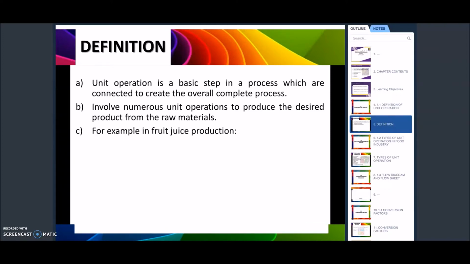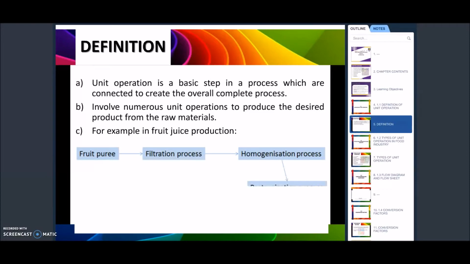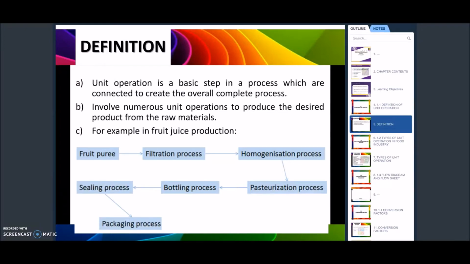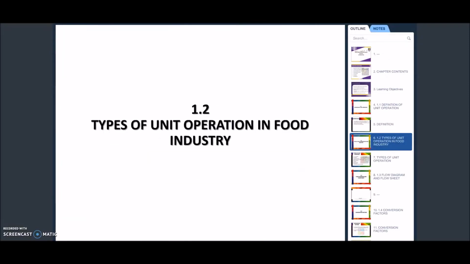For example, in the fruit juice production, it will start with raw material, which is fruit puree, which will undergo the first unit operation, which is filtration process, proceed with homogenization process, pasteurization process, bottling process, sealing process, packaging process, and finally the transportation process.